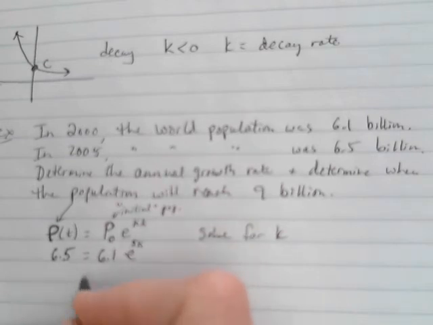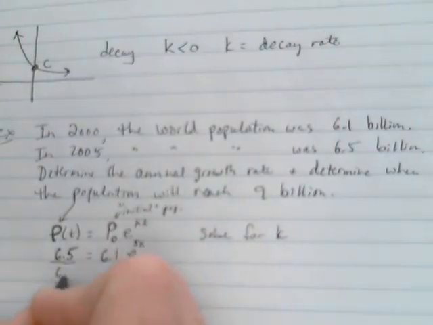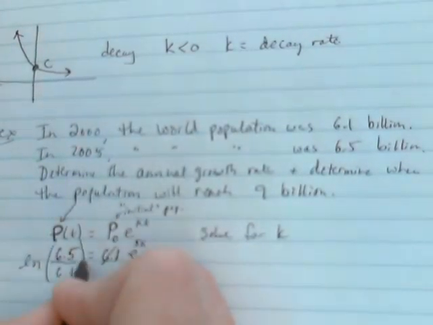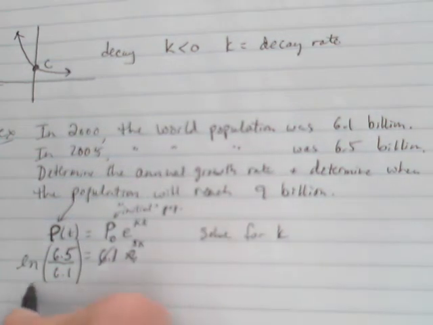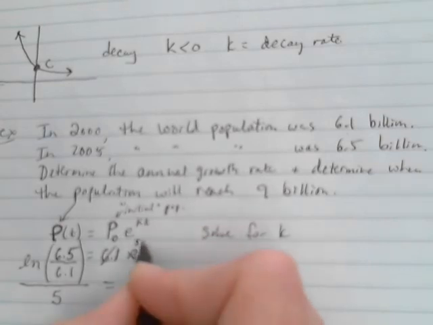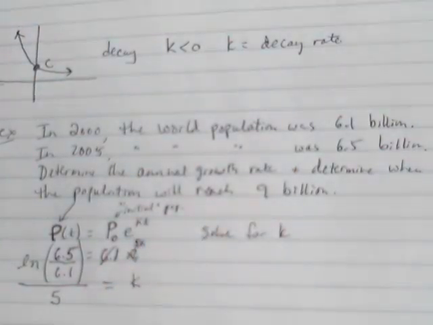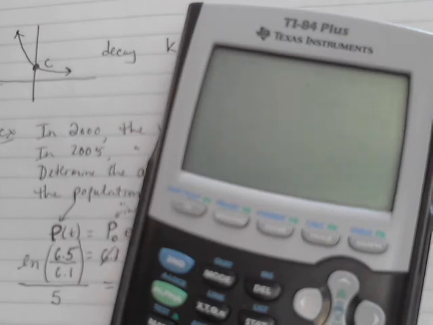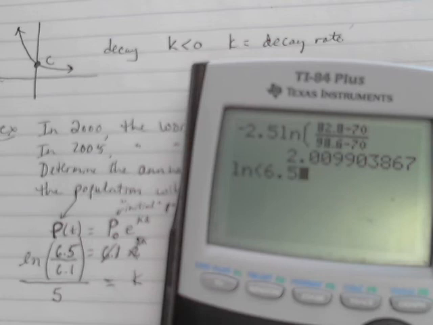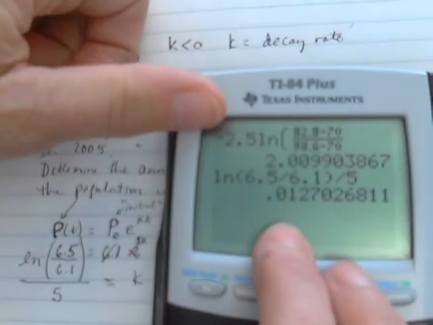Divide both sides by 6.1. You're going to take the natural log of both sides to get rid of the e, and then you're going to divide both sides by 5 to get k by itself. So in our calculator we can put the natural log of 6.5 over 6.1 divided by 5. And that's the rate of growth.